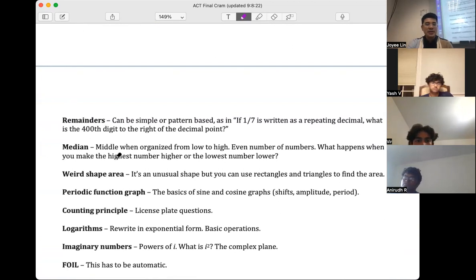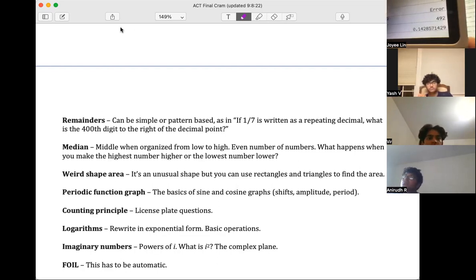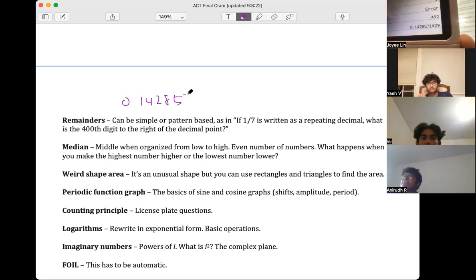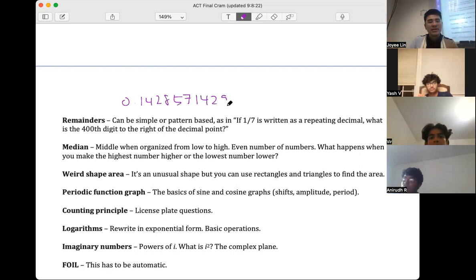They love this one. The remainders. They do it with days of the week and repeating decimals. If 1/7 is written as a repeating decimal, people go onto their calculator, 1 divided by 7, and then they get this number, right? They get 0.1428571429. They're like, oh wait, it's not repeating.